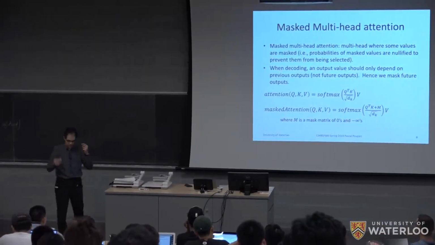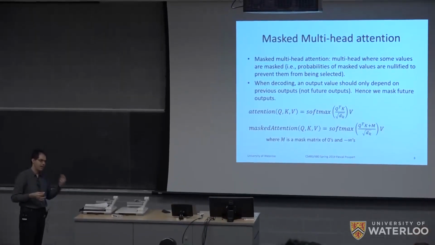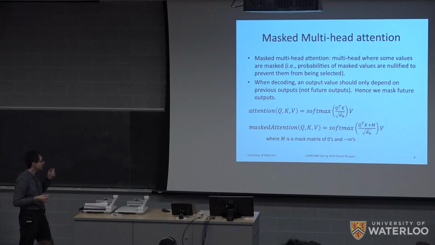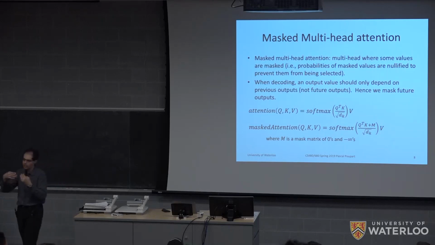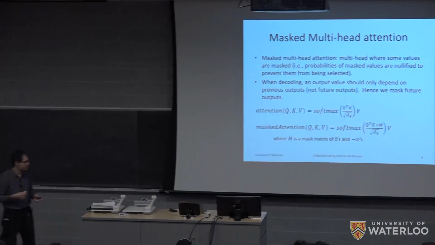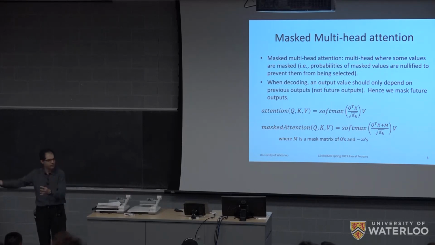All right, so beside just a regular multi-head attention, we also have in the decoder a masked multi-head attention. And here, the idea behind masked multi-head attention is that some of the values should be masked, meaning that the probabilities should be nullified so that we don't create any combinations. For instance, in the decoder, when we produce the outputs, let's say we're doing machine translation, so we have a sentence in English, then we're translating that into French. We start producing the words in French.